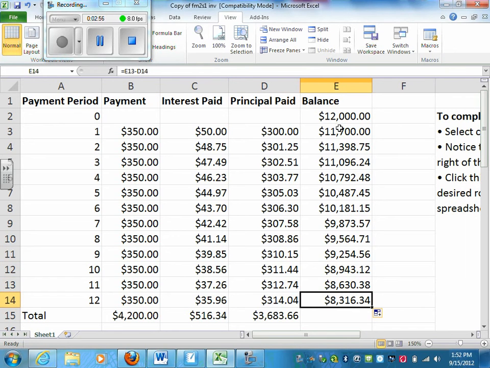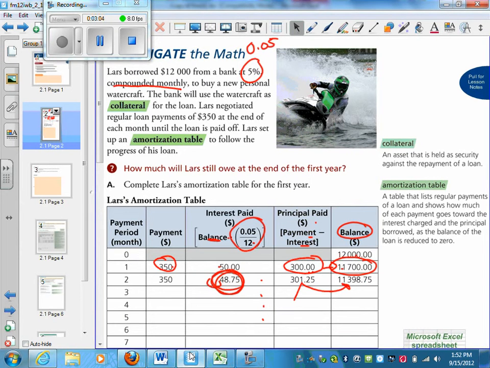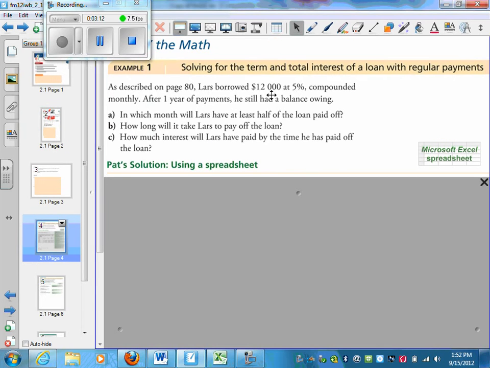So obviously over a year, he still has not paid off his motorboat. Was it a motorboat? His watercraft. There you go. Okay, let's look at the rest of, let's look here. So here's his after 1 year payments, he still has a balance owing.